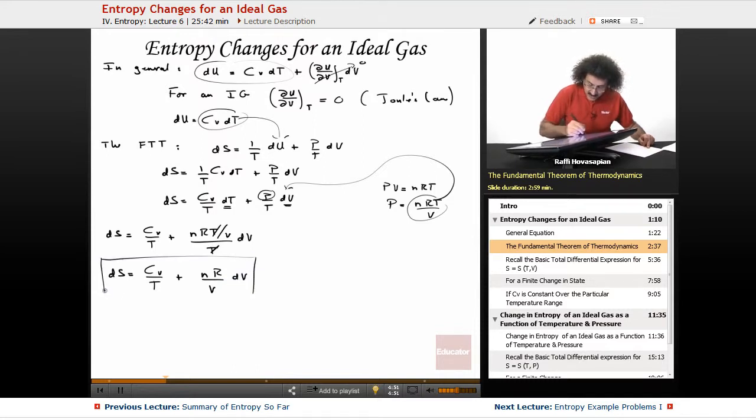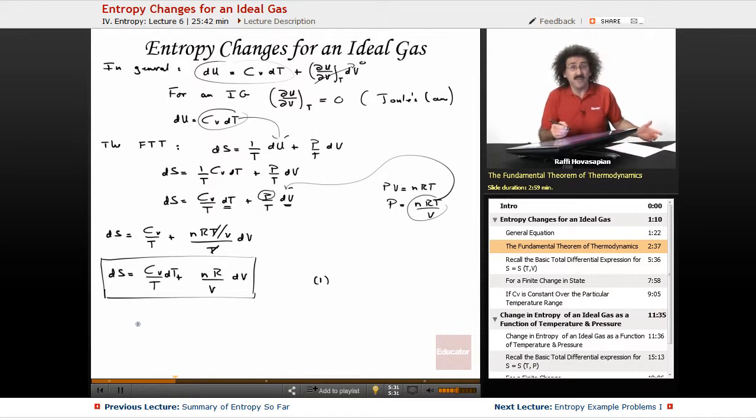When we consider entropy as a function of temperature and volume for an ideal gas, this is the form the general equation takes. It's CV over T dT, that part is the same, plus nR over V dV. In other words, the number of moles times the gas constant divided by the volume of the system. This is the differential coefficient for the volume component of the entropy. That's it. Let's call this equation 1. For an ideal gas, this is the equation that you want to memorize if you want to. It's pretty easily derived, so it's not a problem, but there it is.